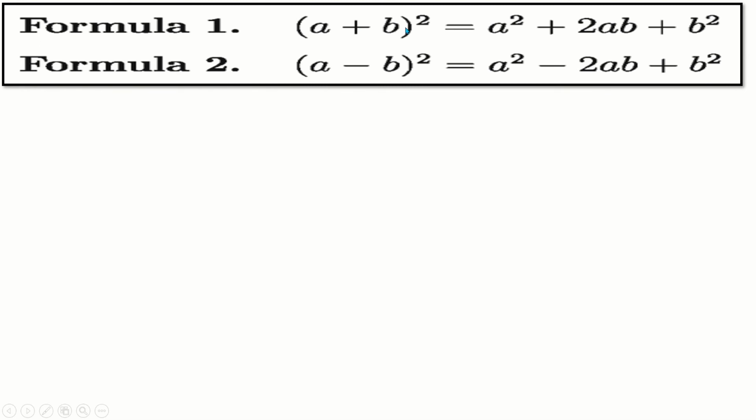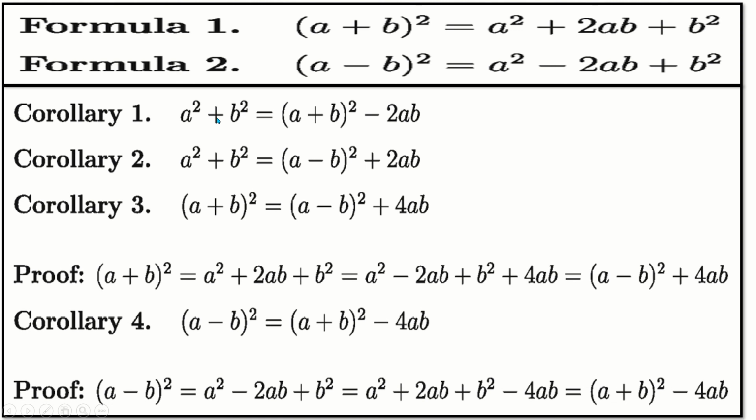From formula 1, if we take plus 2ab to the left side, we get a square plus b square equals (a plus b) whole square minus 2ab. This is a corollary. Similarly, here it will be (a minus b) whole square plus 2ab, which equals a square plus b square. That means corollary 1: a square plus b square equals (a plus b) whole square minus 2ab. And corollary 2: a square plus b square equals (a minus b) whole square plus 2ab.